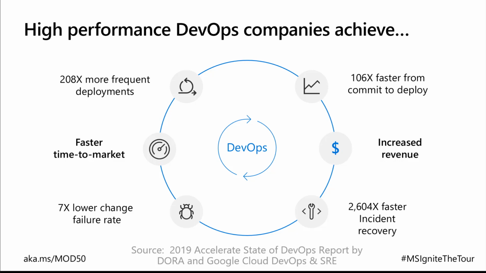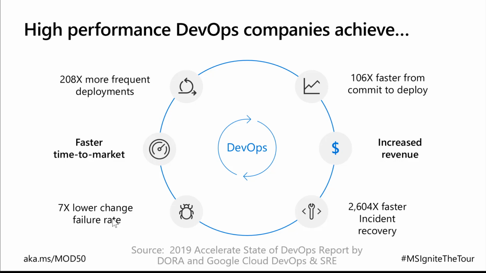This is a report that comes out every year. This is the 2019 Accelerate State of DevOps report. It's by a group called DevOps Research and Assessment, DORA for short, which was recently purchased by Google Cloud DevOps. So it's actually part of the Google Cloud DevOps and SRE group now. But I've selected some interesting tidbits from the report.